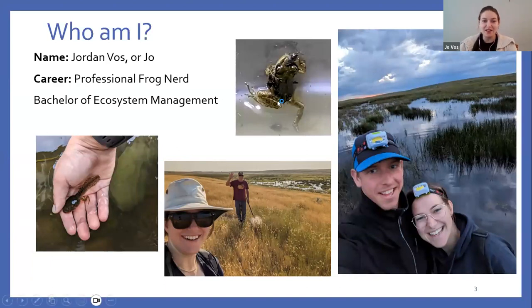And then in the top middle is an image of a boreal chorus frog, young of the year. So it has just metamorphosed this year, and it was one that I caught. And then we also have on the left a northern leopard frog tadpole that is found around where my family lives in Maple Creek, Saskatchewan.